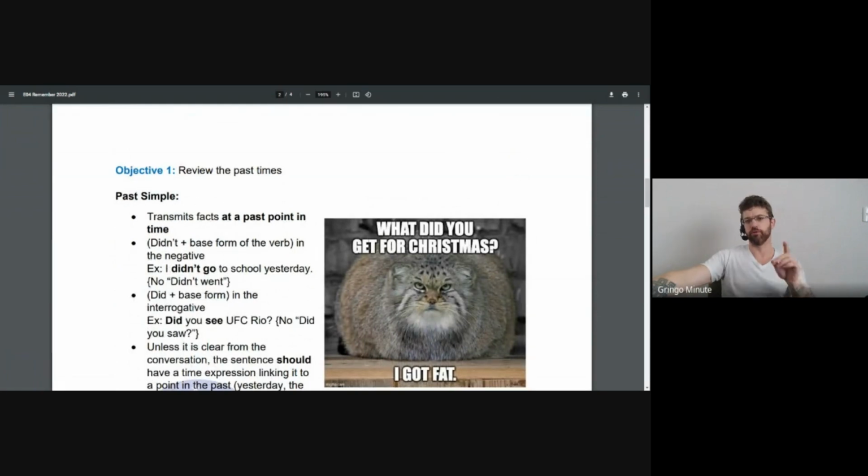So objective 1 is to review the past times. We're starting with the simple, which is, you got it, about facts at a past point in time. We will have more than one class about the present perfect where we will compare the two. But what this means is you need to have an idea of when this happened. And it can be a very general idea. When I was younger, when I traveled, oh, some time ago. But anything like that, any type of framing counts.